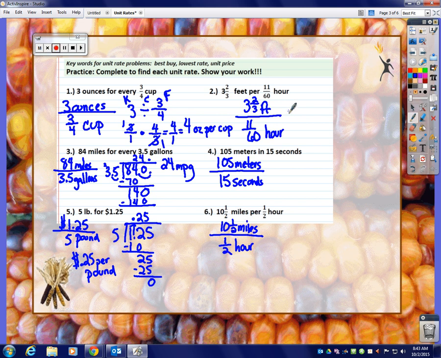I'll go back and help you set this up. So when you do this, it looks like this: 3 2/3 divided by 11/60. Make it mad. KFC. This is just top in, bottom out. It's 105 divided by 15. This one, same as the number 2: 10.5 goes on the left, divided by a half. Make it mad, KFC.